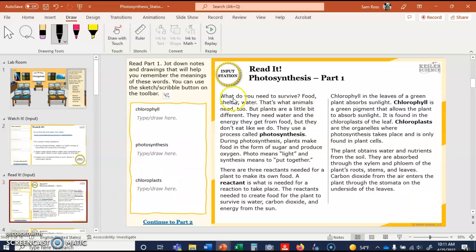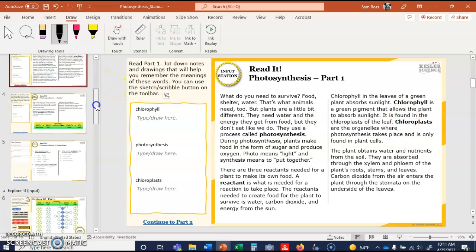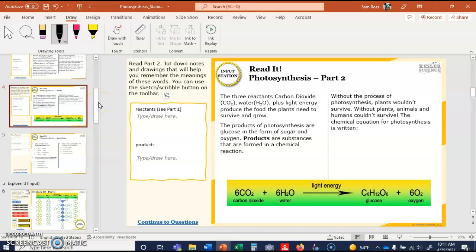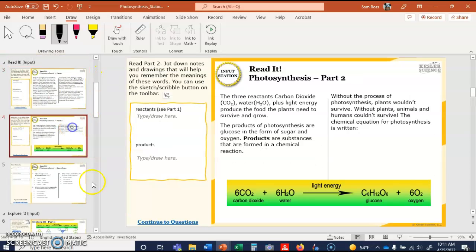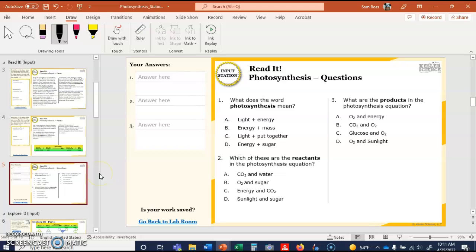And then you have Read It, where you're going to read all of this and define the words over here. Normally these words are bolded. Let's go down. Read It Part 2. So we have reactants and products. This is actually something we've talked about before. You're going to respond here and then read it. These questions come from the articles. Please let me know if you have any questions about those. You'll put your answers over here.